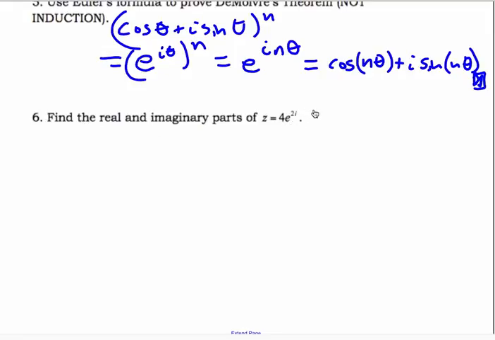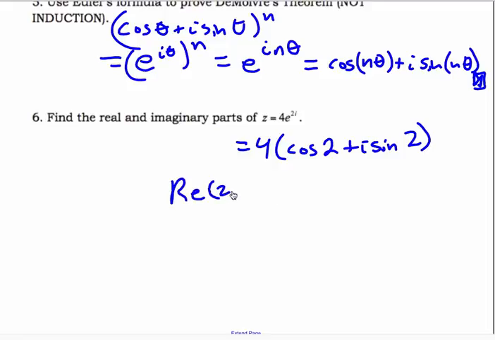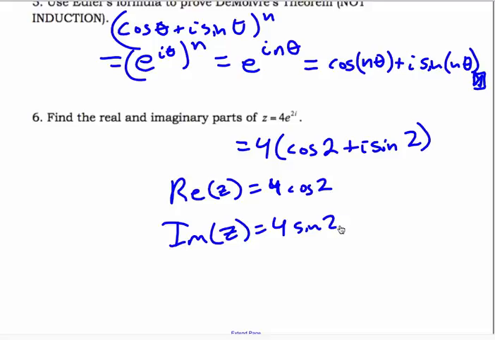Find the real and the imaginary parts of this complex number. So we can rewrite this as 4 times (cosine 2 plus i sine 2). So the real part of z equals 4 cosine 2. That's not an exact value, so let's just leave it as 4 cosine 2. And the imaginary part of the complex number is 4 sine 2.